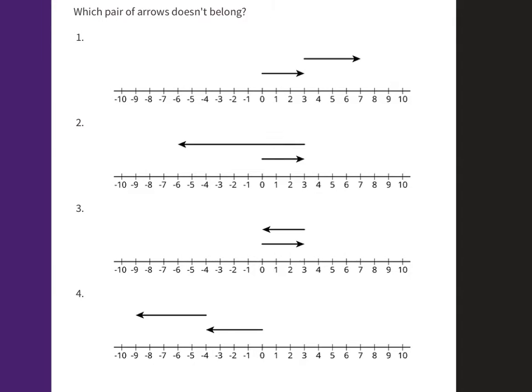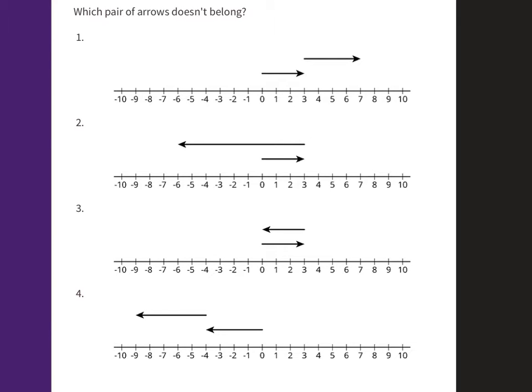So we have these 4 pairs of arrows. Your 4th one is on page 16. You got to figure out which one does not belong. I'll go ahead and hit pause, figure it out, and then push play, and we'll get started. All right, hopefully you had time to figure out which one doesn't belong.